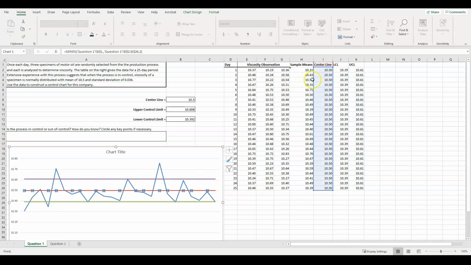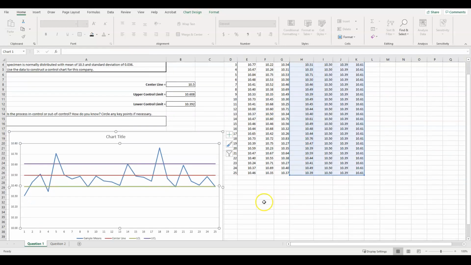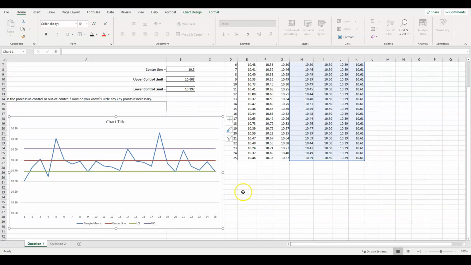The middle is our center line. That's the mean, or the target value, the desired viscosity. And our blue line here that's jimmying up and down, those are our sample means. And so it's got everything we need all in one place. This is a quality control chart. I can also see, if you're clever, this is out of control in a number of places, but I'm just going to worry about formatting it first.